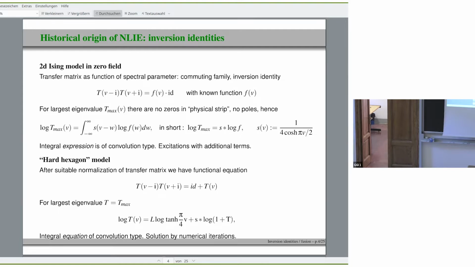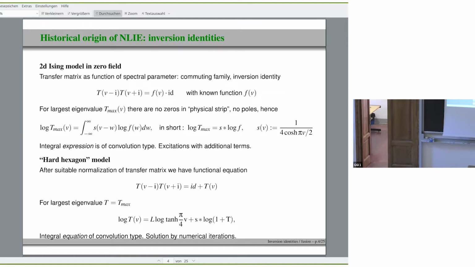the transfer matrix evaluated at 2 different points, shifted by plus and minus i. Here I rescaled the spectral parameter suitably. These 2 transfer matrices are complicated objects, but when they are evaluated at these points for arbitrary v, their product gives something simple: the identity matrix times a known function. So T itself is complicated, but this product is simple.